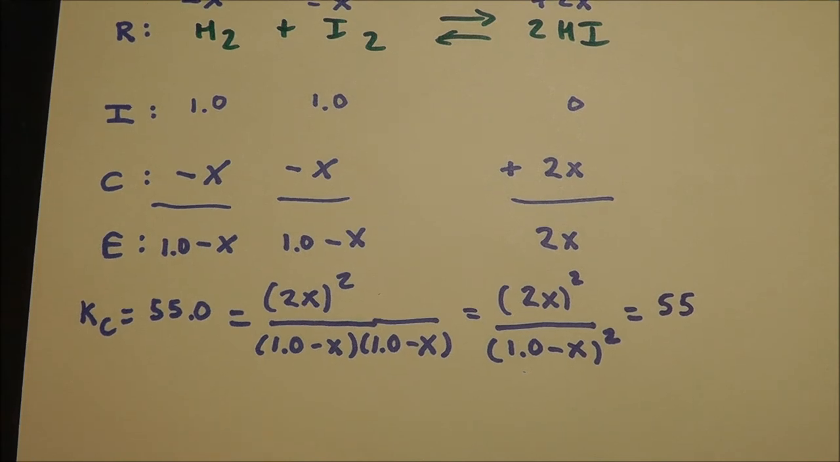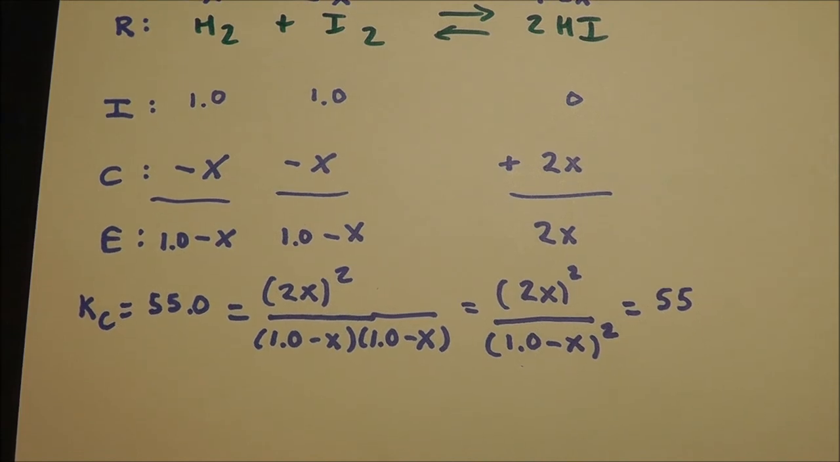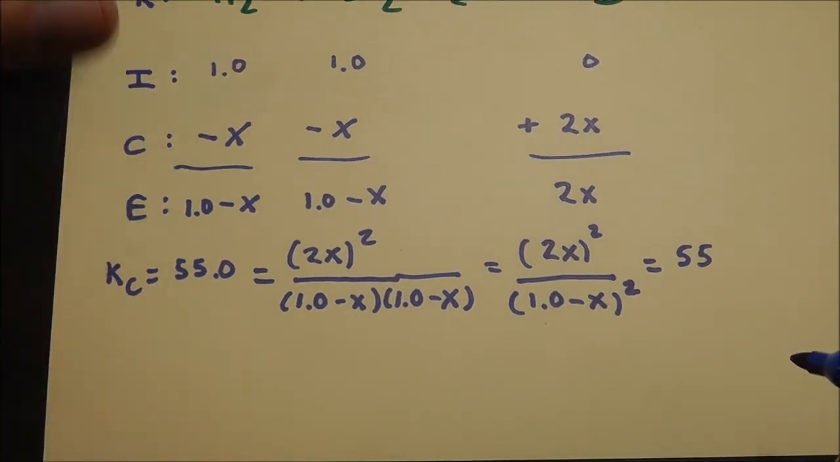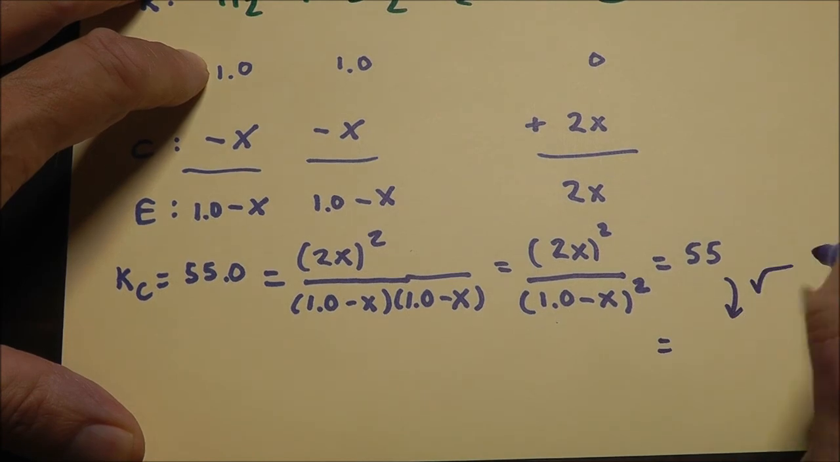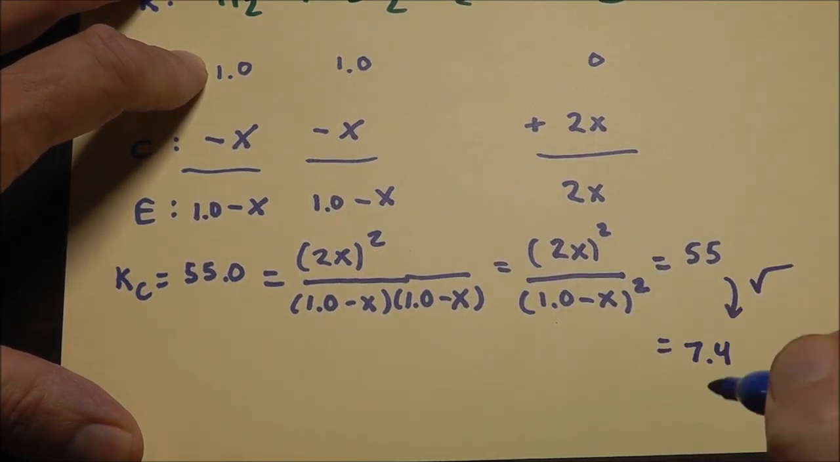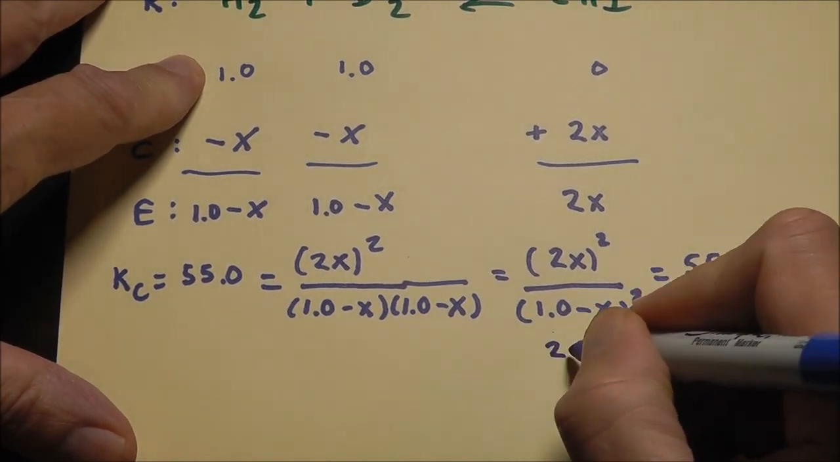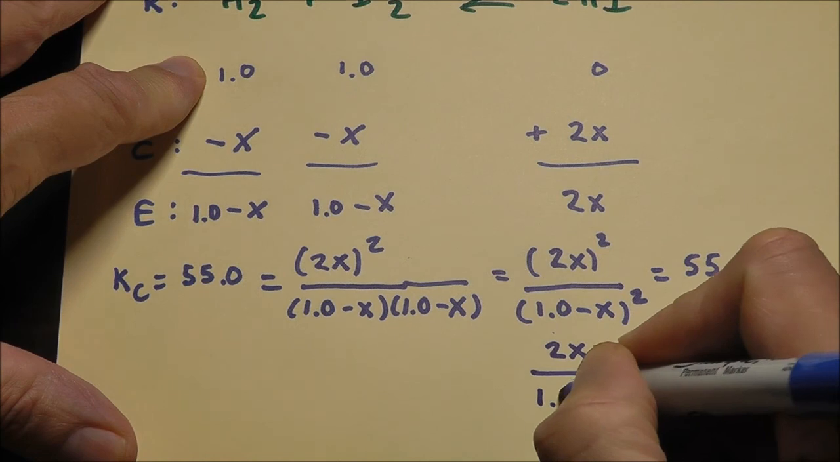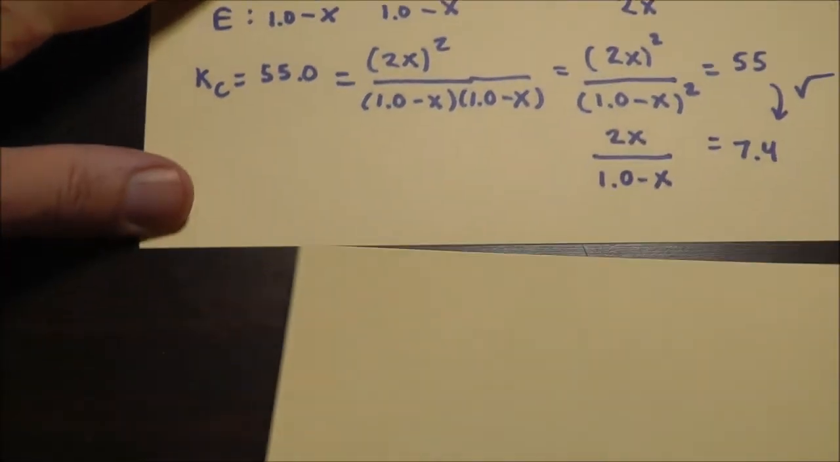So let's take a square root of both sides. If I take a square root of 55, I get 7.4. Let's just call it 7.4. If I take a square root of both sides, then the left side would be 2x divided by 1.0 minus x. That simplified a great deal, and I didn't make it extremely complicated because it didn't need to be. One thing that's happening is I'm running out of paper, but I got plenty more where that came from.